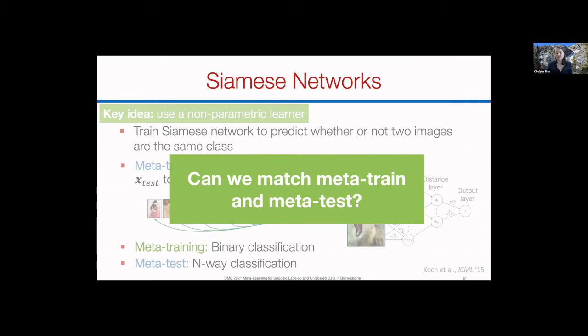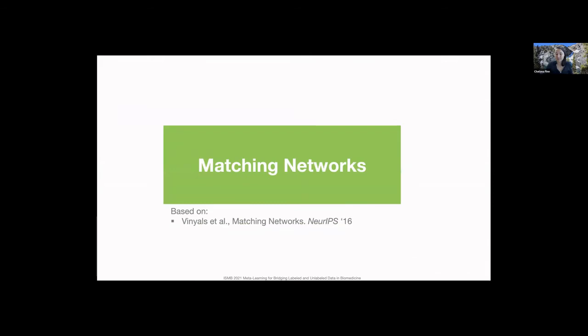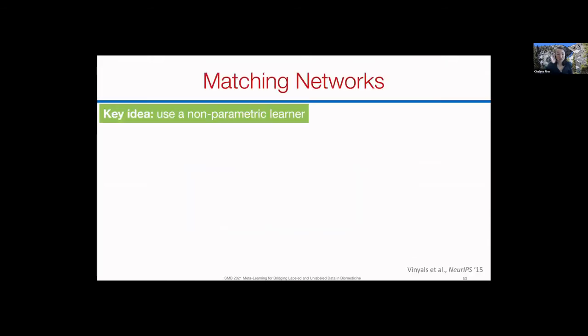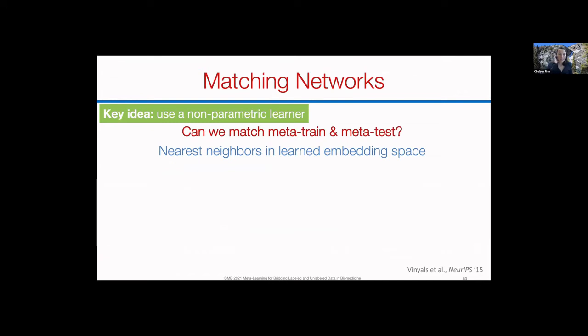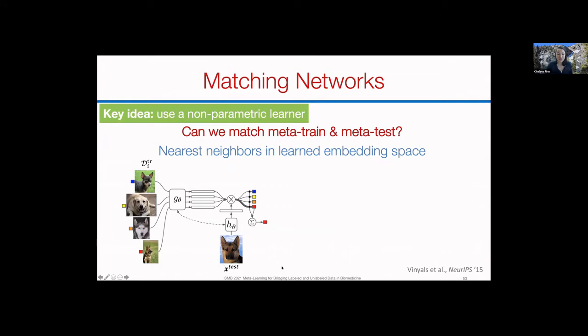And so this is the key idea behind matching networks. The way that it works is we're going to try to do nearest neighbors in our learned embedding space, taking our test example and each of our examples in our task training set. We're going to do nearest neighbors with each of these examples in some learned embedding space, and then essentially differentiate through that entire process of performing nearest neighbors.